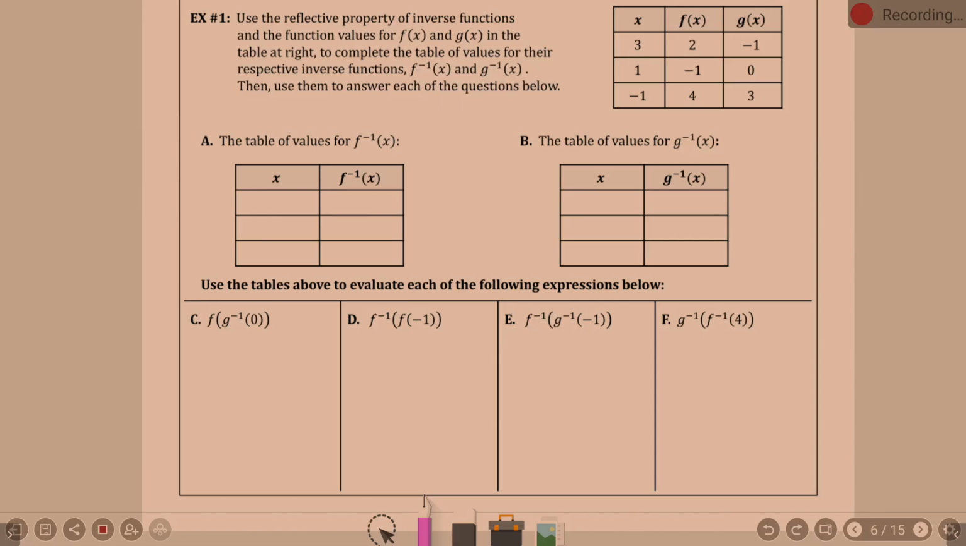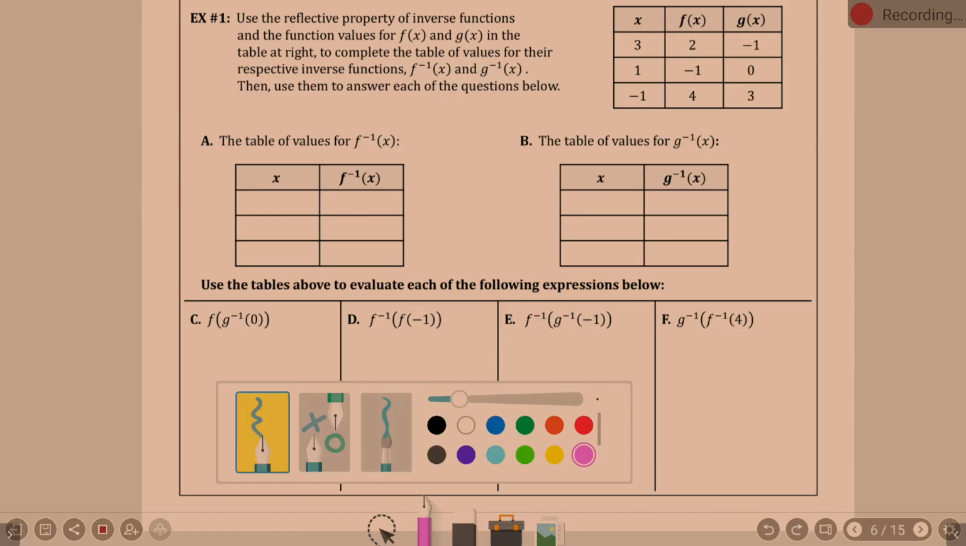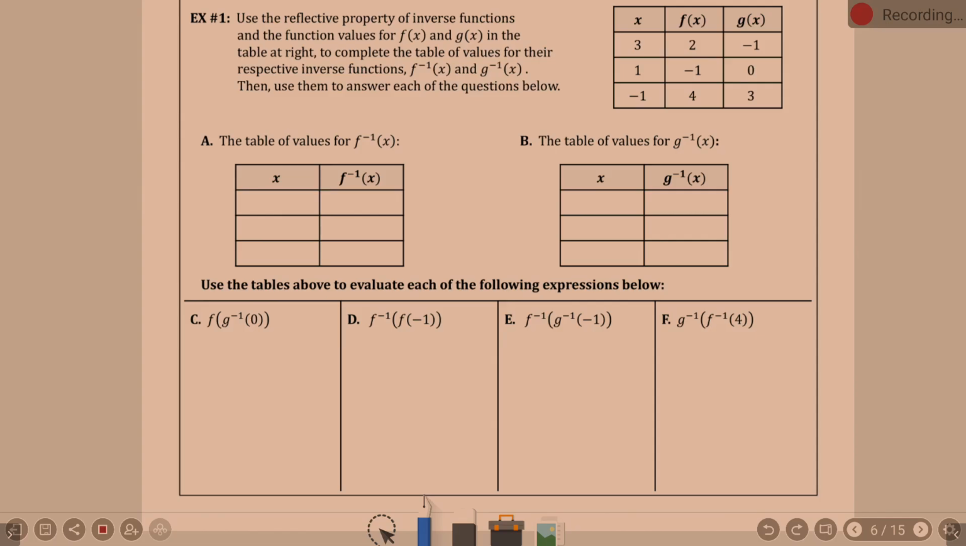So f inverse of x is going to be based on the values of f of x, yes? How do you find the values for an inverse? You take the original function values and switch them, yes? So if we are trying to find the inverse, we have to take our x and our f of x. So this would originally be x and y. In f inverse, they're going to flip-flop. So this point where x is 3, f of x is 2.